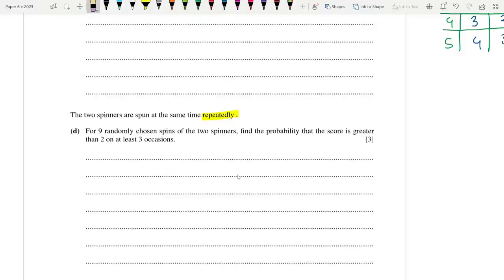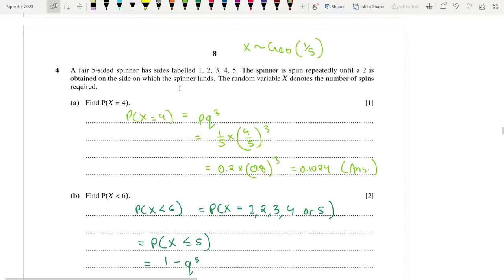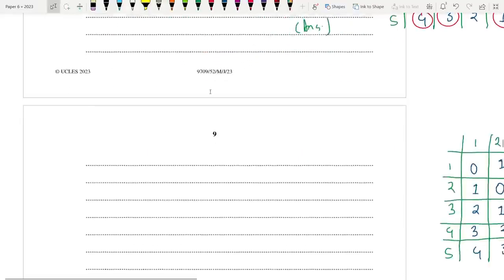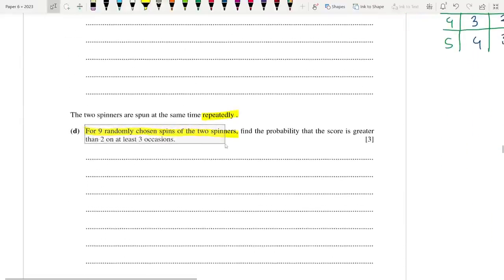I thought it might be geometric, but actually, after reading the question more, since they've set a fixed number of trials, it's not. For a geometric distribution, you do not have a fixed number of trials. They're just going to ask you when was the first time, for example, the spinner spun repeatedly until a 2 is obtained, the first time you receive a success. That is the criteria for a geometric distribution, where the number of trials might be infinite. But in a binomial distribution, you will be given a fixed number of trials. For example, this question over here.